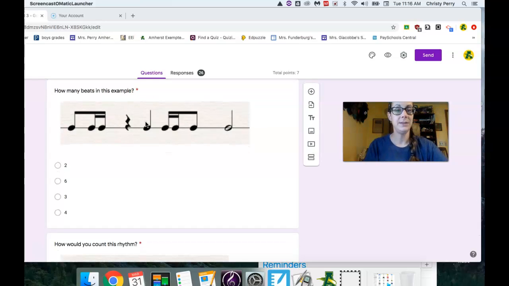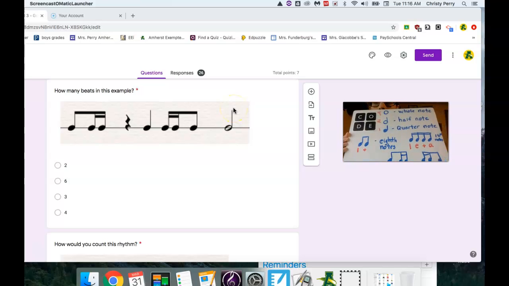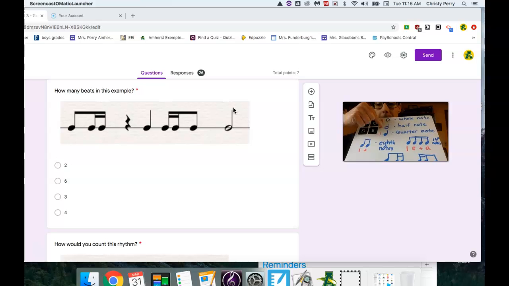How many beats in this example? These are all beamed together in beat 1. 1 and a. Silence on beat 2, but it still counts. Beat 3 is a quarter note. It stands alone. That is beat 3. 4 E and. They are all beamed together for beat 4. And then here I have one more note, but it is a half note. The half note is 2 counts.